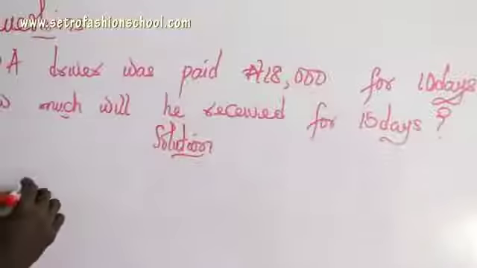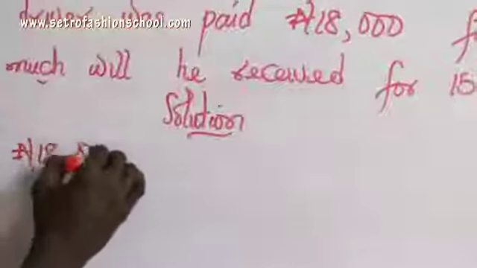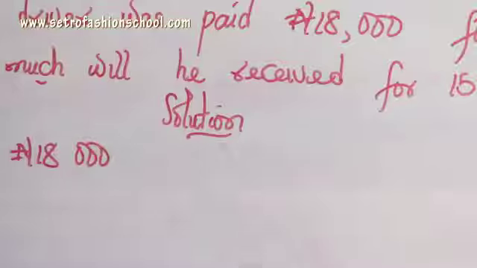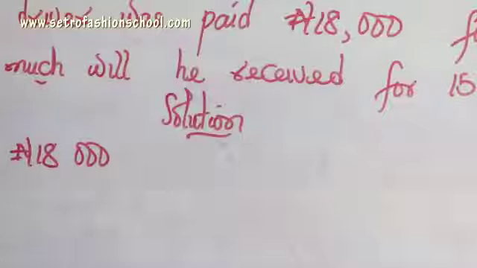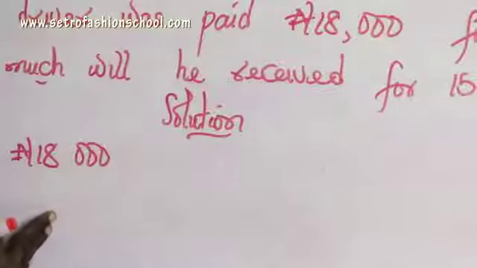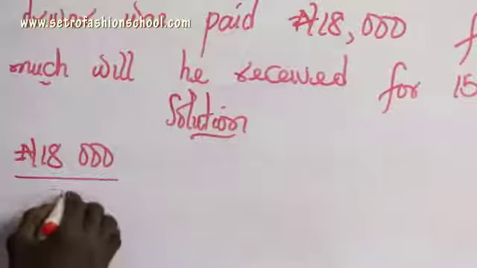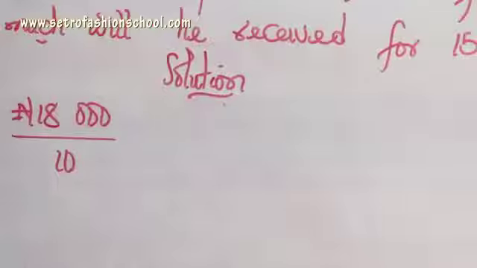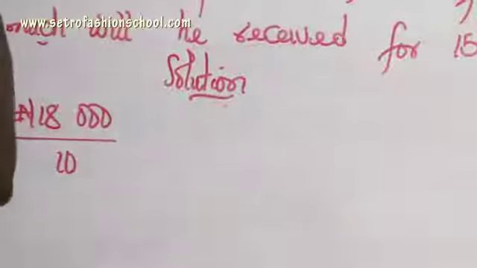Which means we are going to say 18,000 naira divided by 10 days. Mind you, if you don't want to say divide, you can also use the word fraction, which means fraction all over. So I'm going to apply the fractional technique here. So the fractional technique is going to be all over 10. Are you following? Okay.